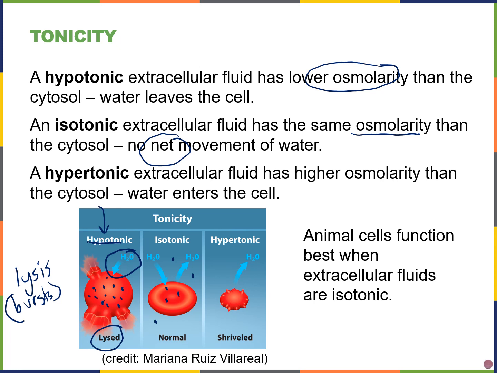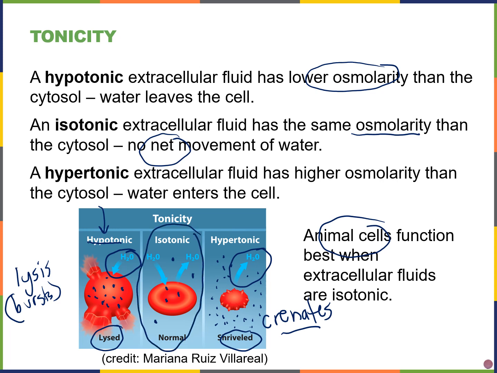In contrast, in a hypertonic environment, the outside of the cell would have much greater solute concentration than the inside of the cell. Again, I know water always goes towards the side with greater solute concentration, so this time water leaves the cell. The cell will shrivel up because it's losing water, and this results in something called crenation. The cell crenates. So for our cells or other animal cells, the cells work best when they are in an isotonic solution.